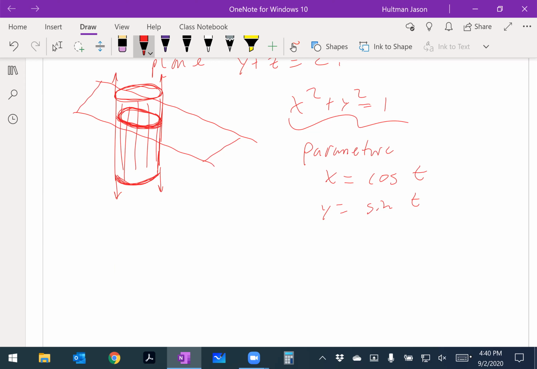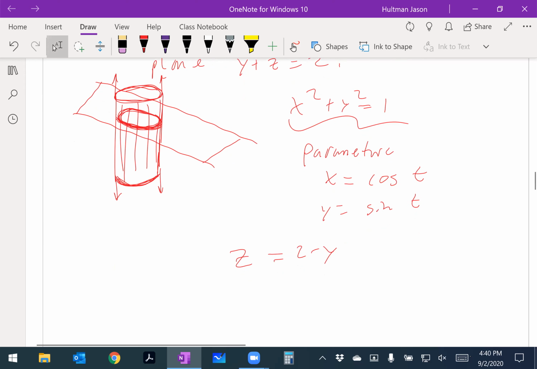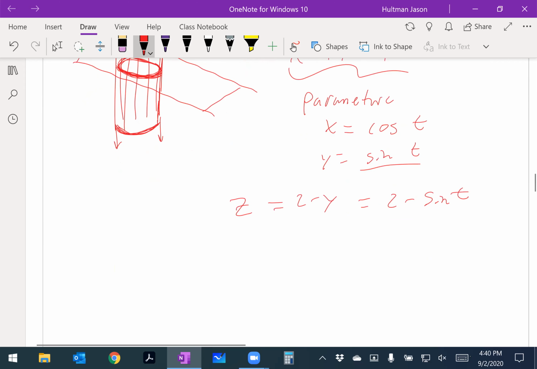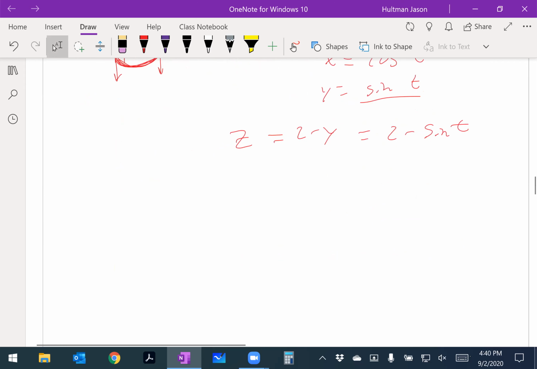Okay, and then how would I get my z value? Well, isn't z equal to 2 minus y? And what's y? We already said that y was sine t, so isn't this 2 minus sine t? So we have x is equal to cosine t, y is equal to sine t, and z is equal to 2 minus sine t.